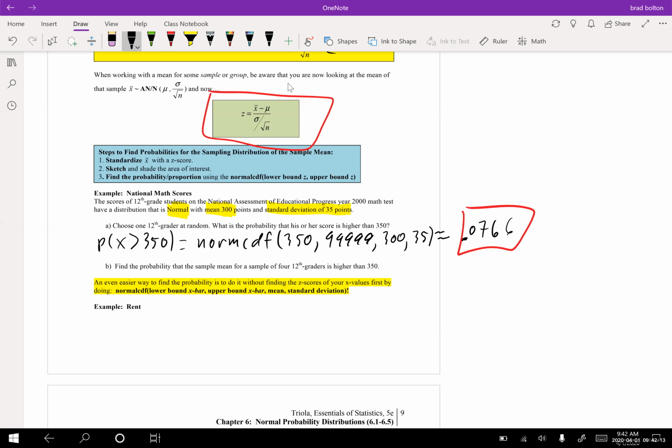Now, what if somebody asked you to then find the z-score for this or something like that? You could always just convert 350 into a z-score and then go from there, but you would get the same number. Okay, so you could do that. Maybe I should do that for you guys in the next one. There's not a lot of room. So it says find the probability that the sample mean for a sample of 4 12th graders is higher than 350. So now I have to be careful with a little bit of scratch work over here.